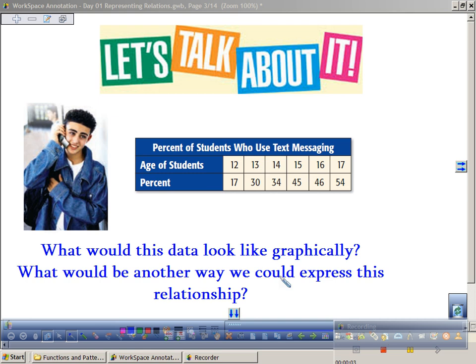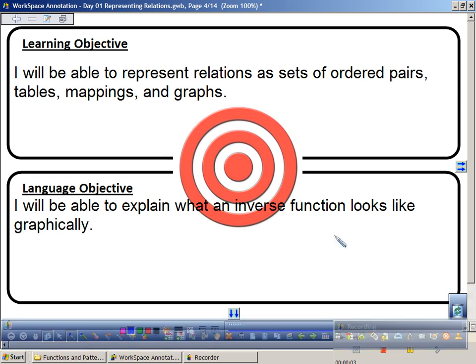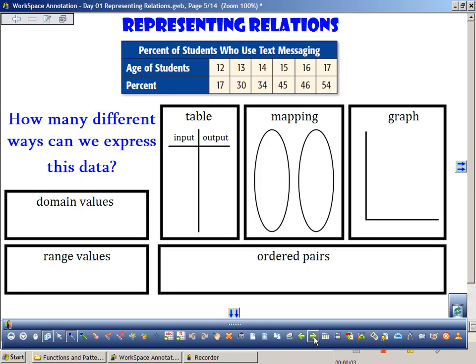Guess what we're learning today? All the different ways that we could put this information, express it as a relationship. Okay, so let's do that. I'll be able to represent relations as sets of ordered pairs, tables, mappings, and graphs. I'll be able to explain what an inverse function looks like graphically. So we're going to do that right now. A set of ordered pairs is like what you would graph something, like coordinates, right?